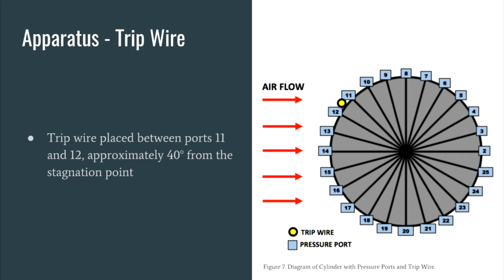The team ran into this problem during the first attempt at using a tripwire. The tripwire was placed too low, at approximately 20 degrees above the stagnation point, and after the initial boundary layer separation, the flow was able to rejoin with the cylinder. The wire was then moved further from the stagnation point and resulted in a fully separated boundary layer.